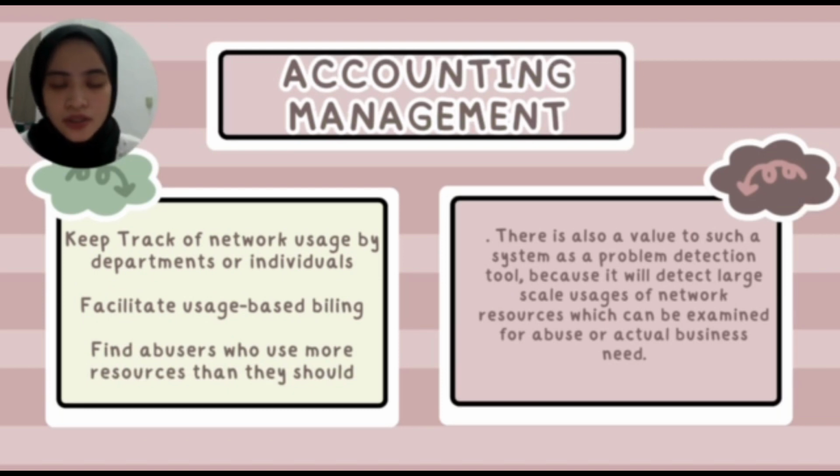For accounting management, the text explains that the purpose of accounting management software is to measure use of a network, typically for billing for actual usage. There is also a value to such a system as a problem detection tool, because it will detect large-scale usage of network resources which can be examined for abuse or actual business need. Accounting management is primarily concerned with determining the utilization of network services by individuals or groups of users and regulating such usage according to policy and or also actual business need.